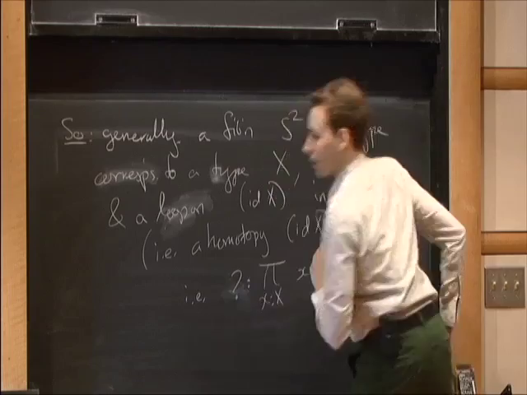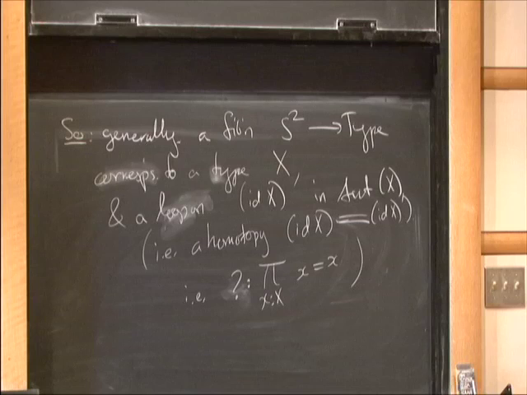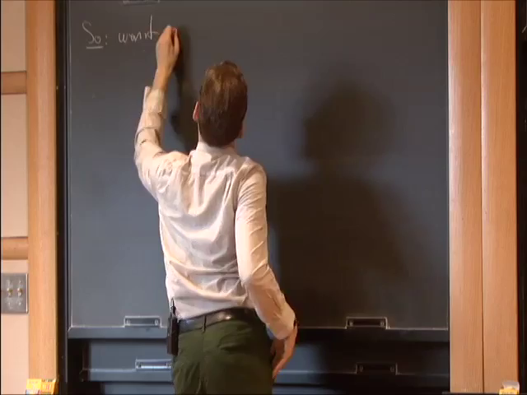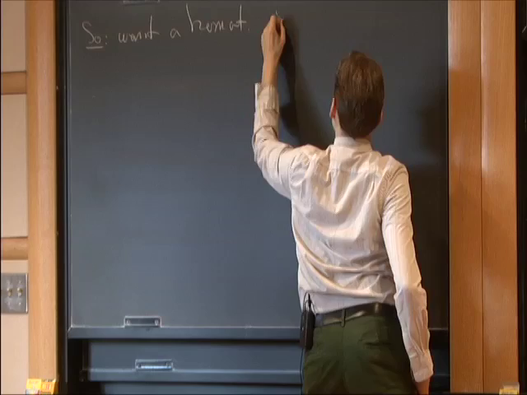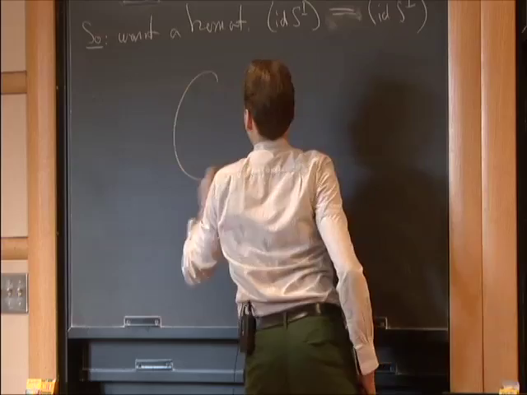So in particular, for the Hopf fibration, we're trying to give one of these things for the circle. Just looking geometrically for the moment, let's draw a picture and convince ourselves of what we want. We want a homotopy from the identity on S1 to itself.